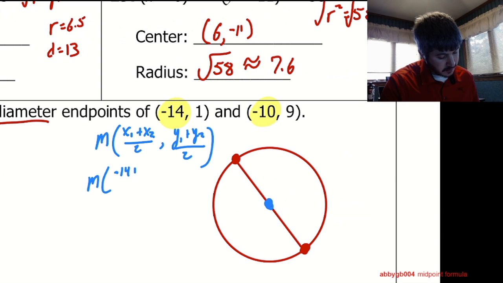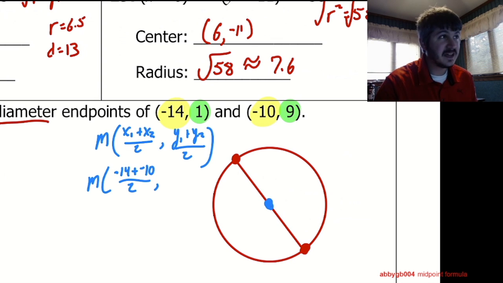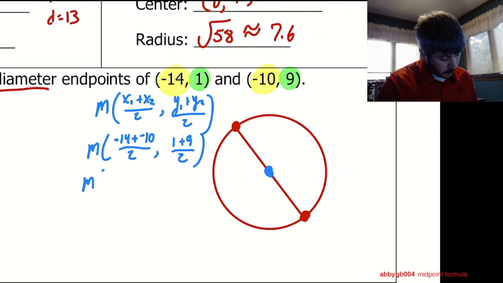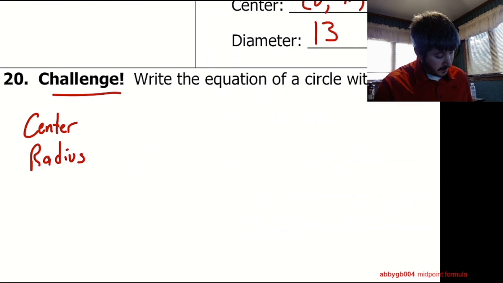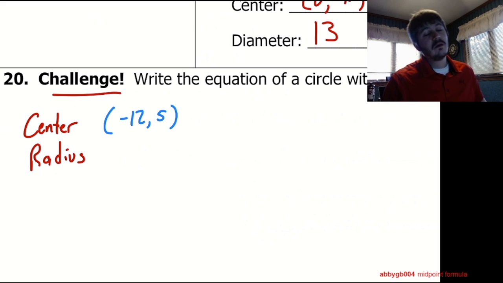And the math will show it to you, and I think you could figure it out intuitively for yourself. So negative 14 plus negative 10 over 2, which is negative 24 over 2, that's negative 12. And then what number is directly in the middle between 1 and 9? It should be 5, because 1 plus 9 divided by 2 is 5. So the midpoint is negative 12, comma, 5. That's the center of the circle. So we found one piece of information that could help us figure out the equation of the circle. Now we just need to figure out the radius.